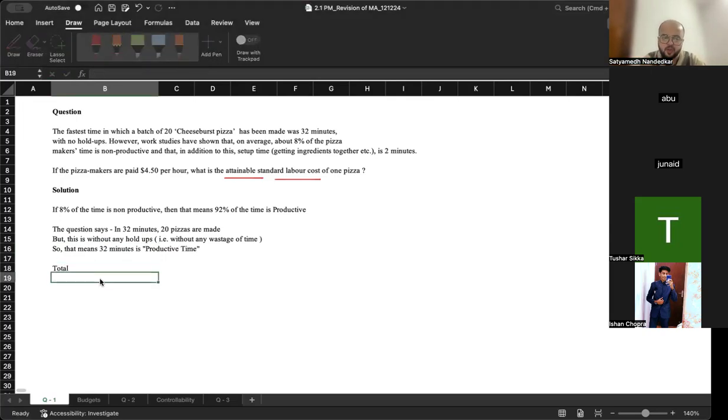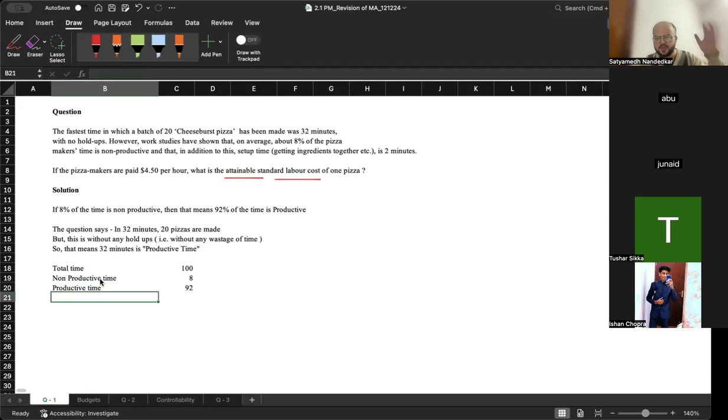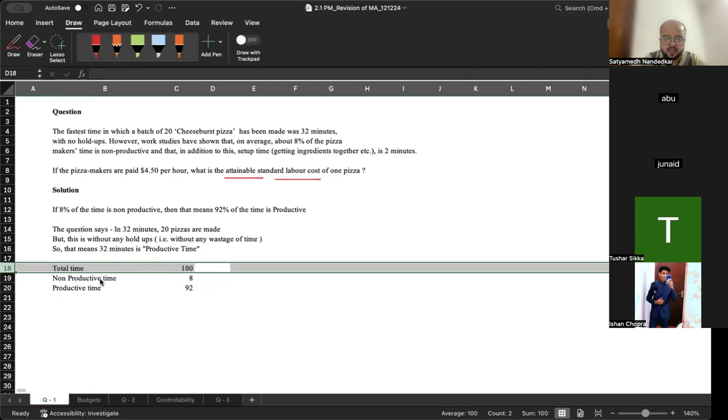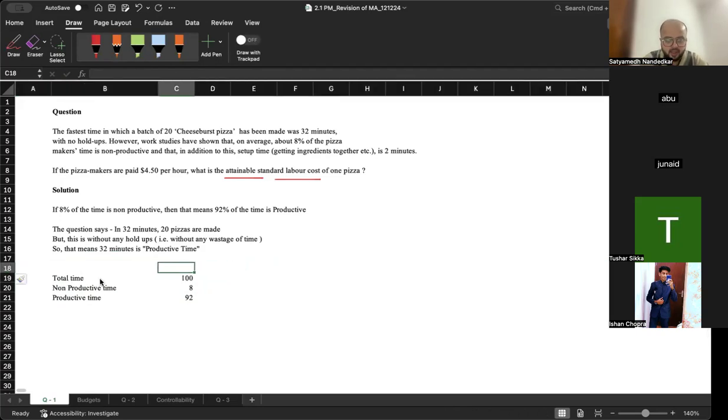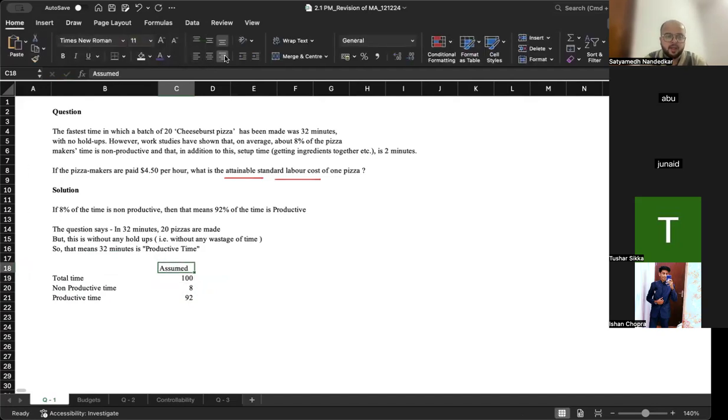How does the total equation look like? Total time, if it is 100, and non-productive time, where they are doing time pass, is 8 minutes. What is the productive time? Productive time is 92 minutes. Okay, 92 is the 92%, whatever is the productive time. Here, my actual productive time is what I'll have to calculate. Okay, so these are my assumed values, and I have to now get to my actual numbers.